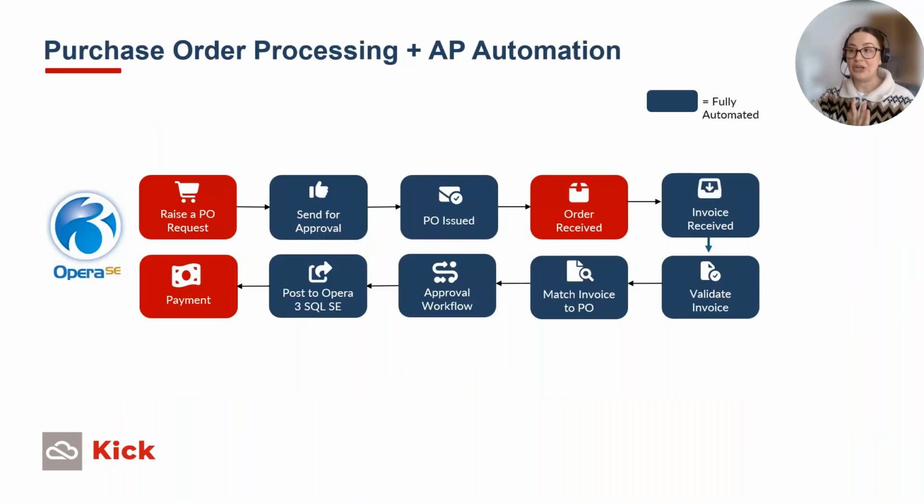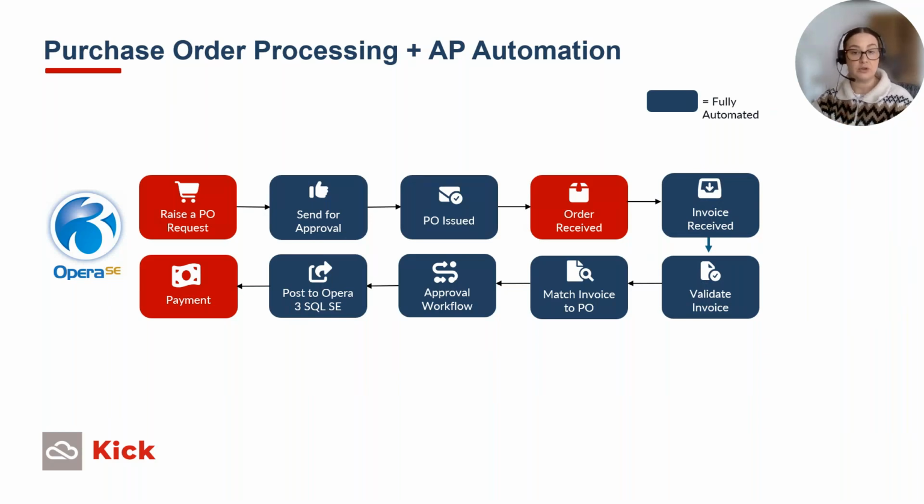So what we'll look at now is how the POP approvals and AP automation process works alongside each other. It starts when a user raises a purchase request directly in Opera. This can include the item, supplier, expected cost, etc. That request is then automatically routed for approval via the approval workflow that sits within AP automation, based on your organization's predefined rules. Again, as I touched on, supplier code, department value, for example.